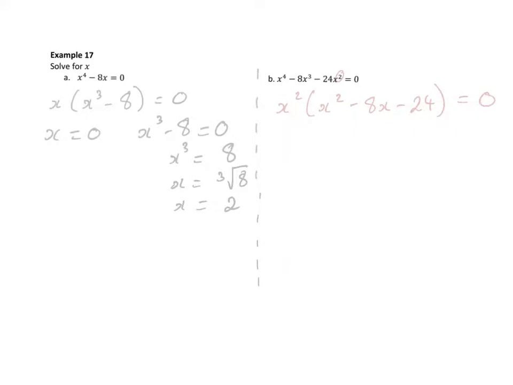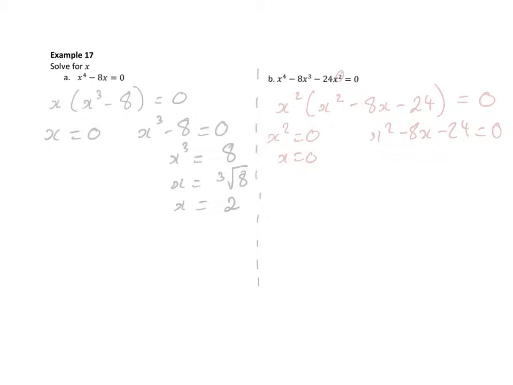Now, inspecting that, I've got x squared equal to 0, which means x equal to 0, and I've got x squared minus 8x minus 24 equal to 0. Using the cross-bridge method here, I need factors of -24 which add up to -8, and I can't find any. So really, my next step would probably be to complete the square or use the quadratic formula.